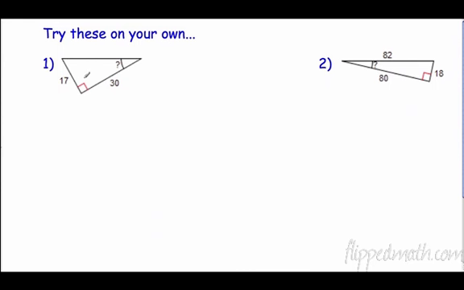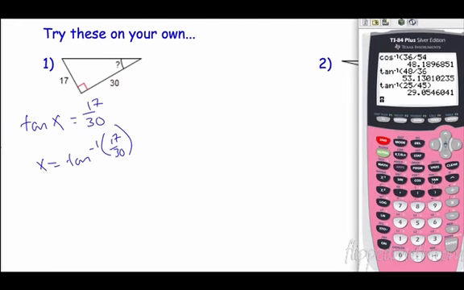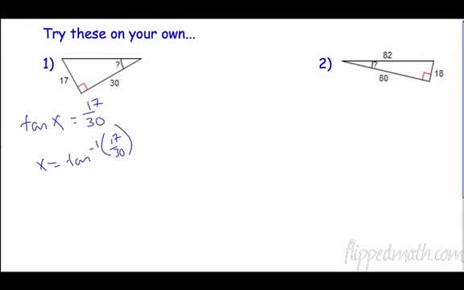I have opposite over adjacent, so that's tangent. So tangent x equals 17 over 30. So x equals inverse tangent of 17 over 30. All right, let's see what we get. Second, tangent 17 divided by 30. All right, 29.5. That means that rounds to 30 degrees, if we're trying to find nearest whole degree, so x is 30 degrees.